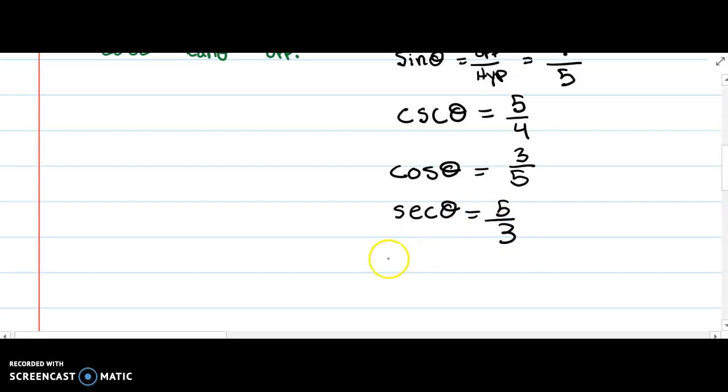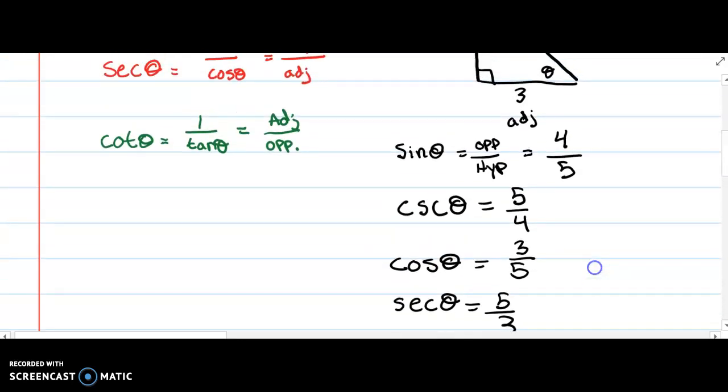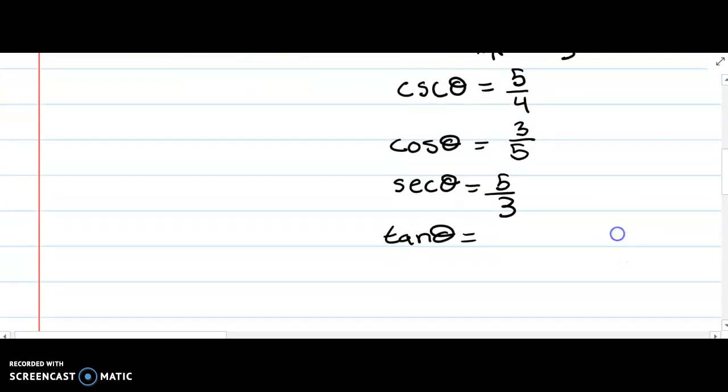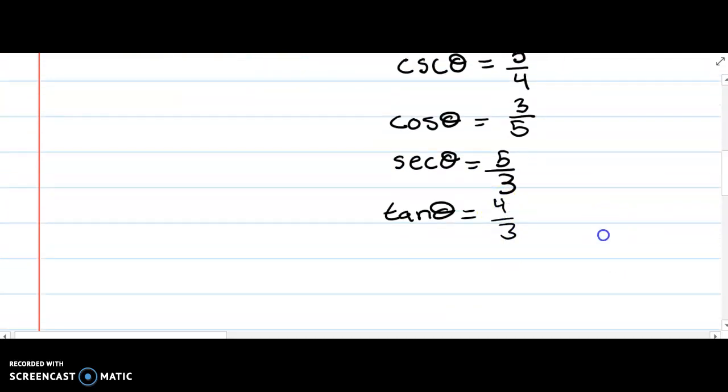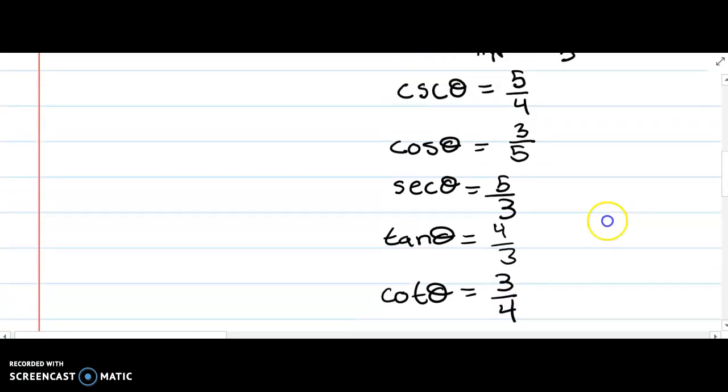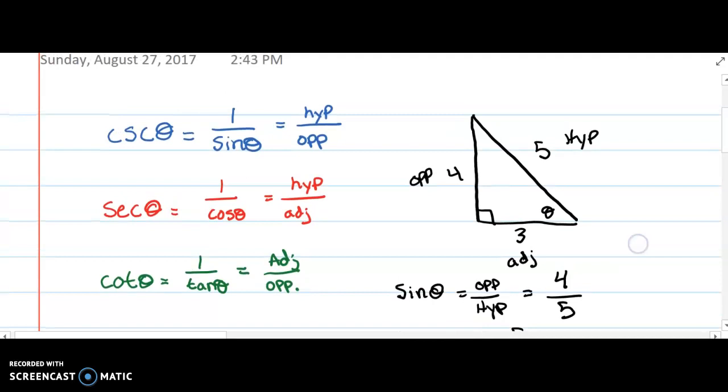Okay, and then the last one, we'll look at our tangent first, tangent of theta. Well, our tangent of theta is our opposite over adjacent, so it's 4 over 3. Which means our cotangent of theta is equal to 3 over 4. So those are 3 new trig ratios.